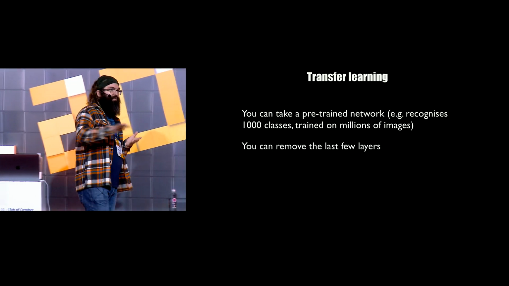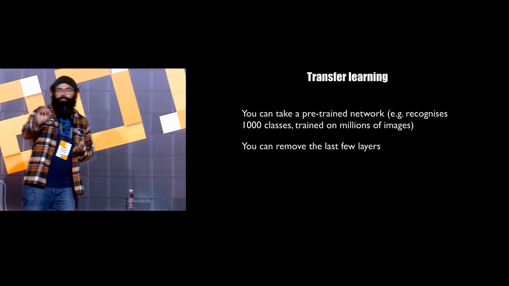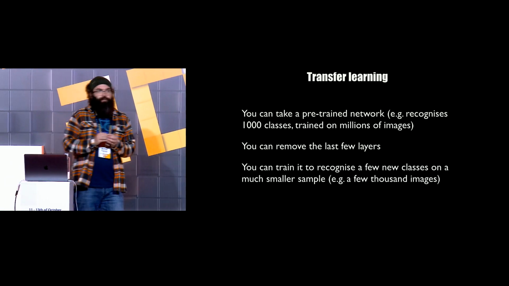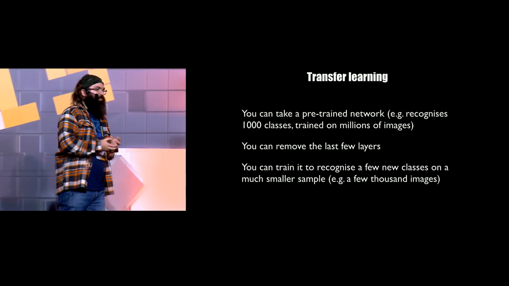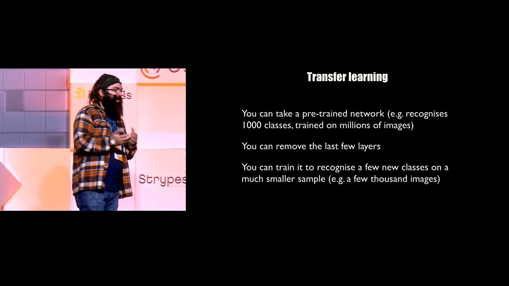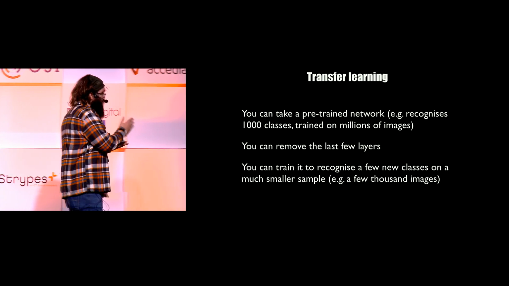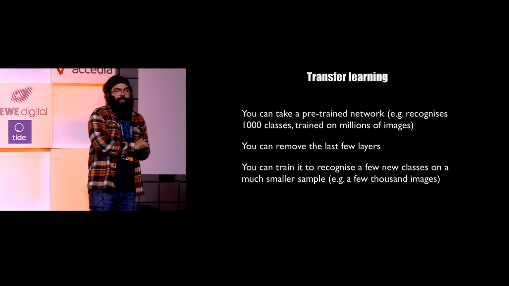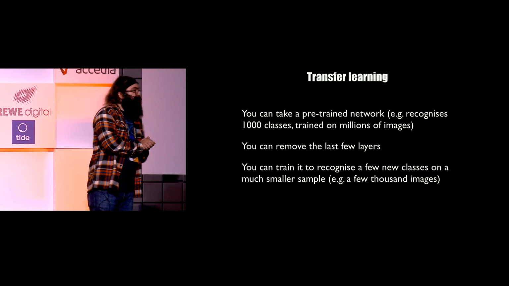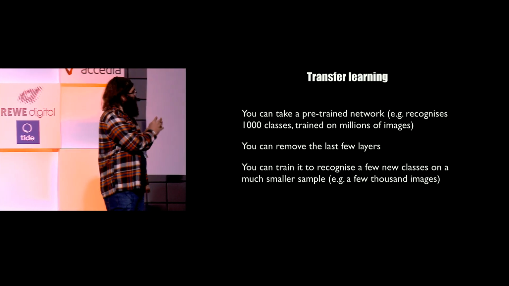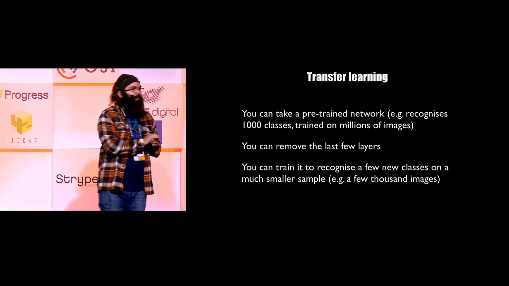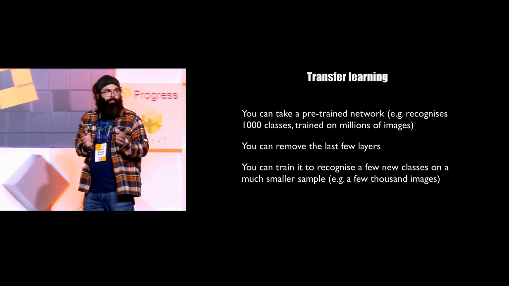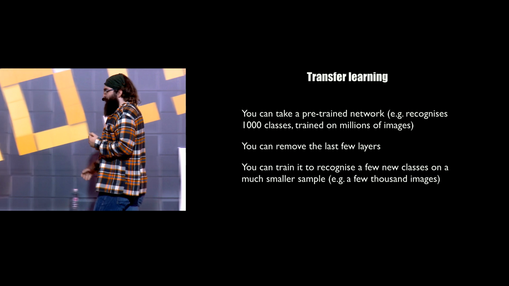You can remove the last few layers. You can put something else there. And then you can use it to train for some new classes that you have. For example, you want to recognize cat versus dog, and the original 1,000 classes do not include cat versus dog. And you can also do it with a much smaller sample size. Instead of billions of images, you can maybe do it with a few thousand. And that's called transfer learning.